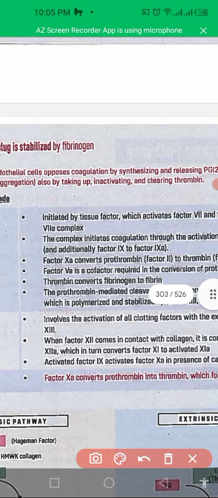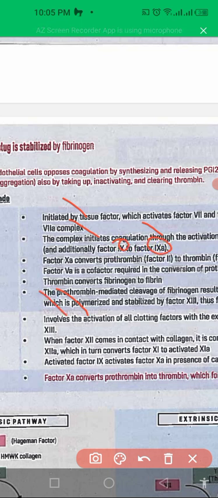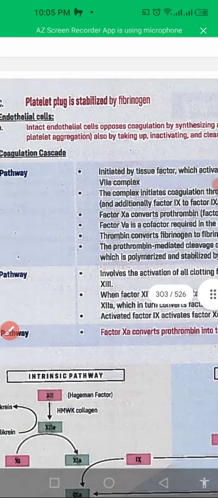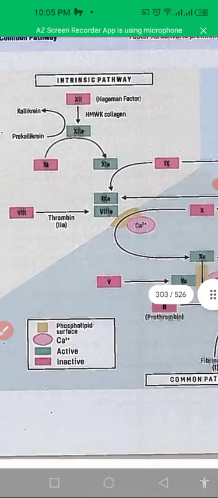Extrinsic pathway is initiated by tissue factors. Intrinsic pathway involves activation of the clotting factors. In the intrinsic pathway there is a complex intrinsic coagulation activation, like factor 9 and 10A, and factor 12 is involved, and factor 12 comes in contact with collagen. It activates factor 12A, and then 11A, and then 9 and 10A. So in this way, the intrinsic pathway is activated by these different types of activation.